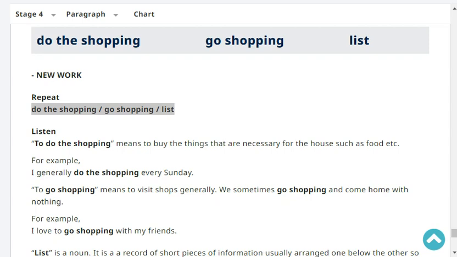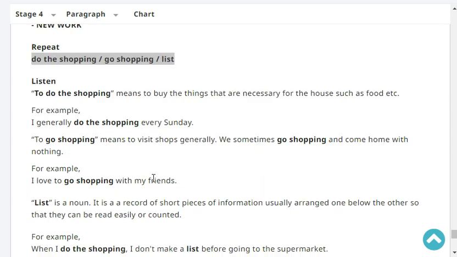When we say go shopping, it means to visit shops generally like boutiques, buy some dress, or just look at dress, never buy something. We sometimes go shopping and come home with nothing. It's like what we call window shopping. For example, I love to go shopping with my friends.